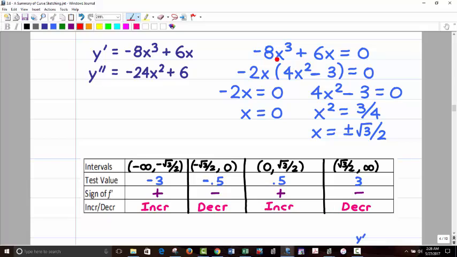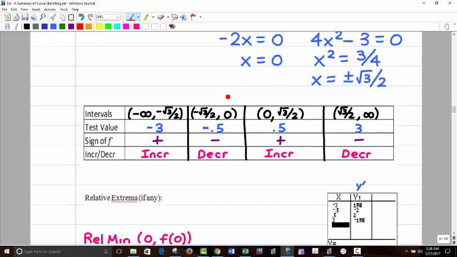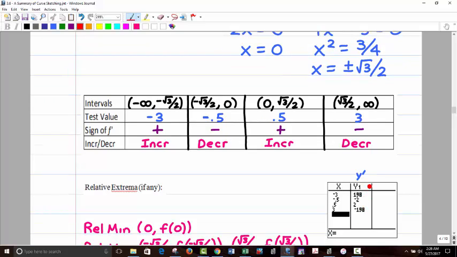Take the first derivative, set it equal to 0. And I get 0 when you factor this out, and this one's kind of a weird answer, but that's okay. Square root of 3/4, that's a real number, plus and minus square root of 3/2. So we have three critical numbers, obviously no discontinuities here. So negative infinity to negative square root of 3/2, negative square root of 3/2 to 0, 0 to positive square root of 3/2, and square root of 3/2 to infinity. So here are my four test values. There's where I did it in the chart right there.